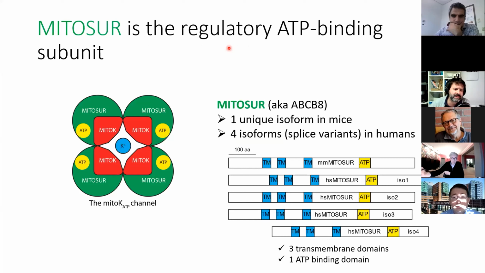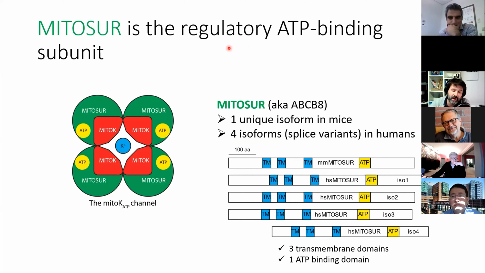And then there is an accessory subunit that now we call MITOSUR, because it really resembles the SUR subunit of the plasma membrane KATP channel. It belongs to the same family. It is an ABC containing protein. It is called ABCB8. It was known as ABCB8. Now we renamed this subunit as MITOSUR.